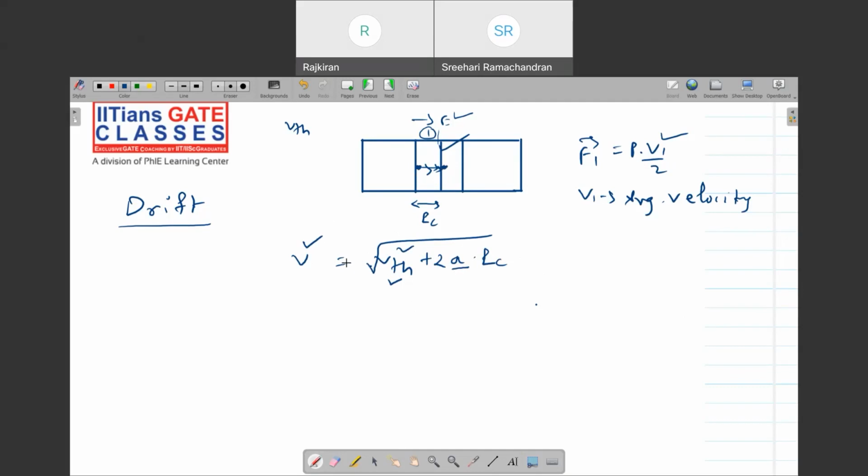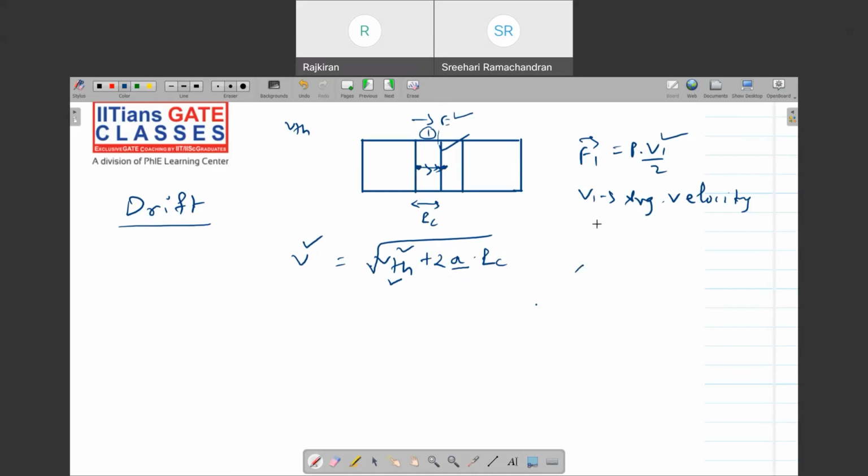Clear to you? It's v square minus u square is equal to 2a. Yes, same. So u is the initial velocity here. Then it crosses a distance LC against the electric field, so it gets an acceleration. Okay, this is understood.